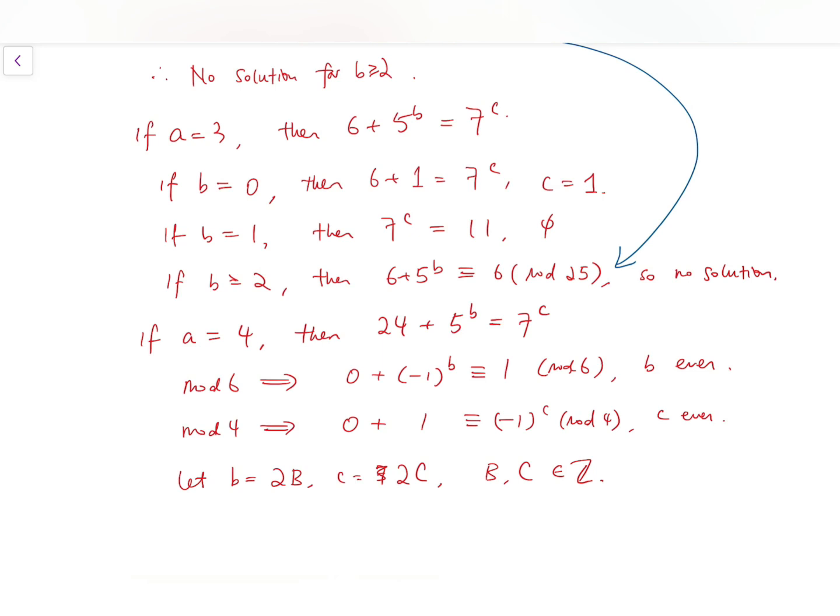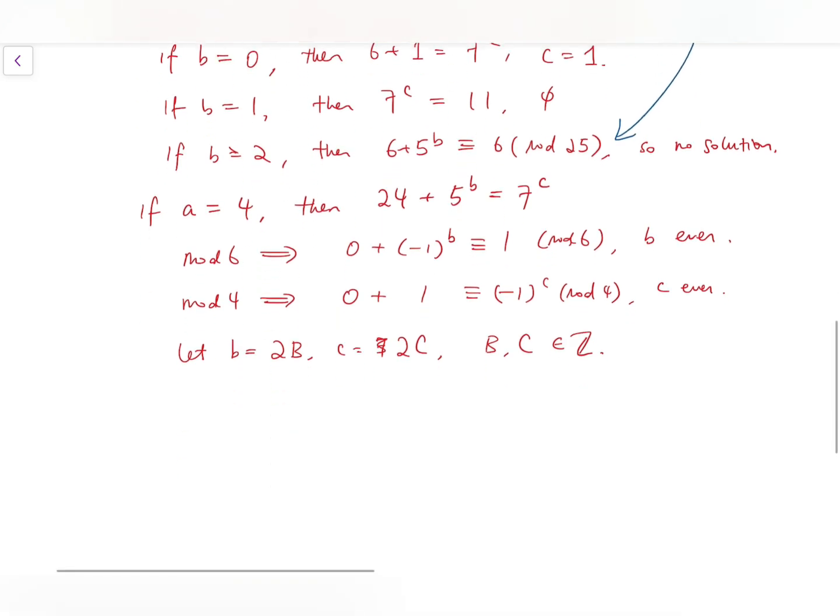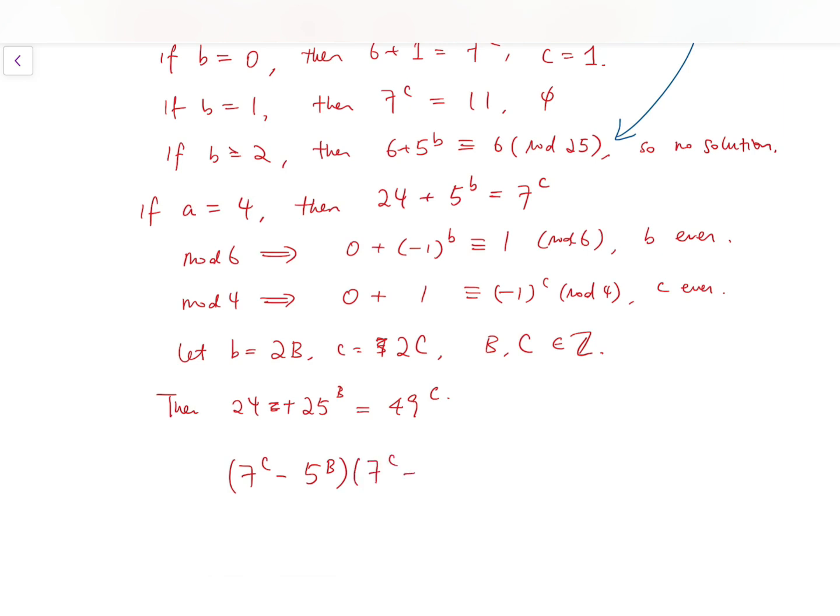Then we can let b and c be 2 times another integer, and the equation becomes 24 plus 25 to the power of big B equals 49 to the power of big C. And actually we have 24 plus a square number because the exponent is now even. So if I move the 25 power to the right hand side, I will have 7 to the power c minus 5 to the power b times 7 to the power c plus 5 to the power b equals 24.